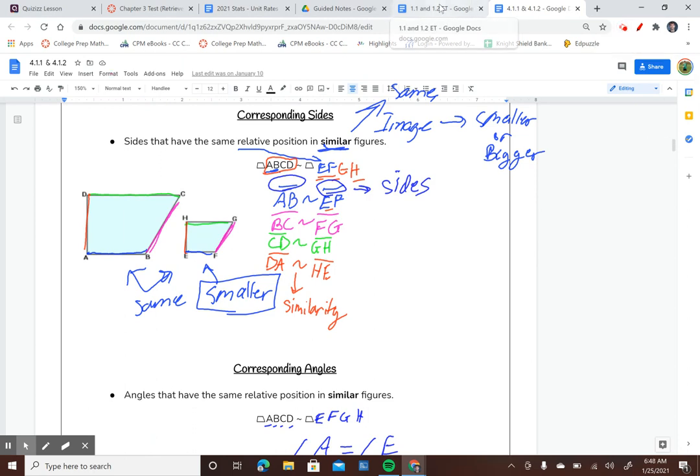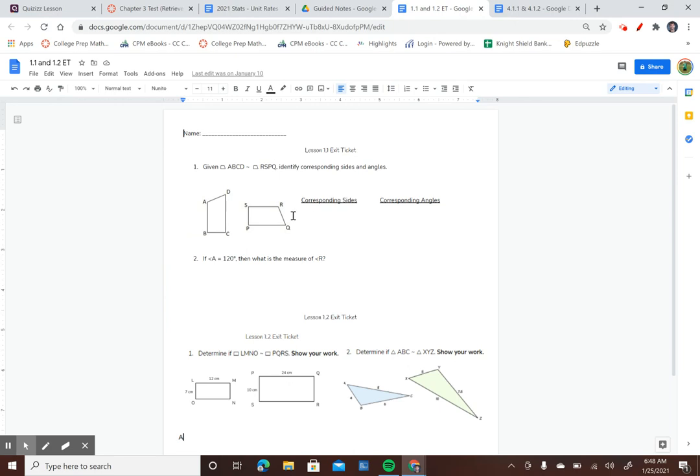Oh, one last thing. I have the exit ticket here for lesson 1.1 exit ticket. So what you're going to do is you're going to look at the corresponding sides of these 2 figures here. And then if angle A is 120 degrees, all right, so if angle A, let's go ahead and fill that in, is 120 degrees, what is the measure of angle R? So let's think about if angle R corresponds with angle A. If angle A is 120, how much would angle R be?